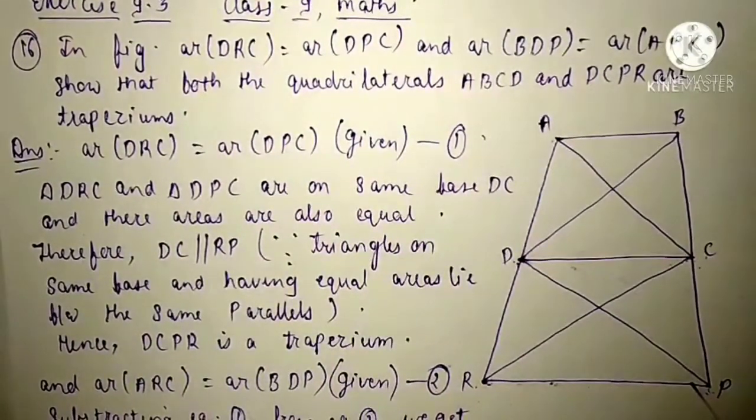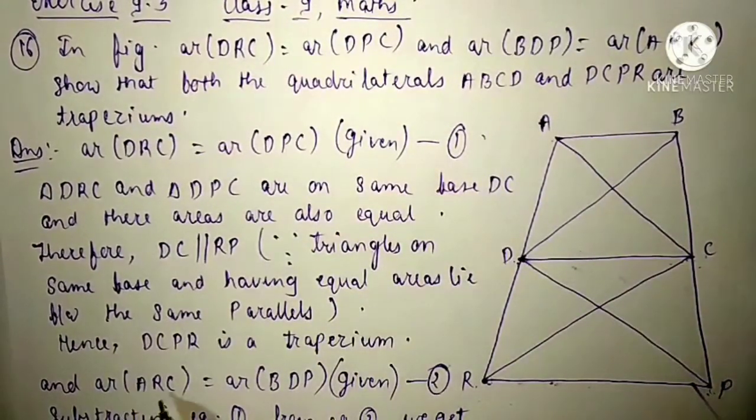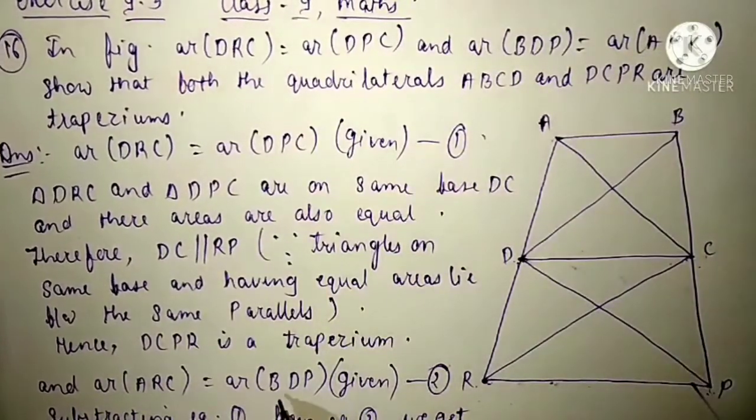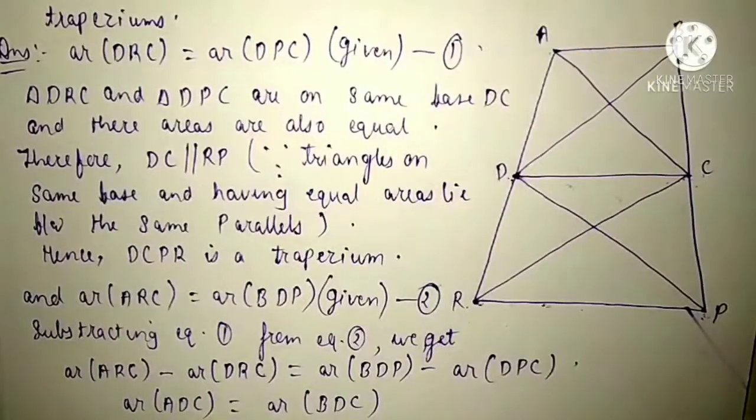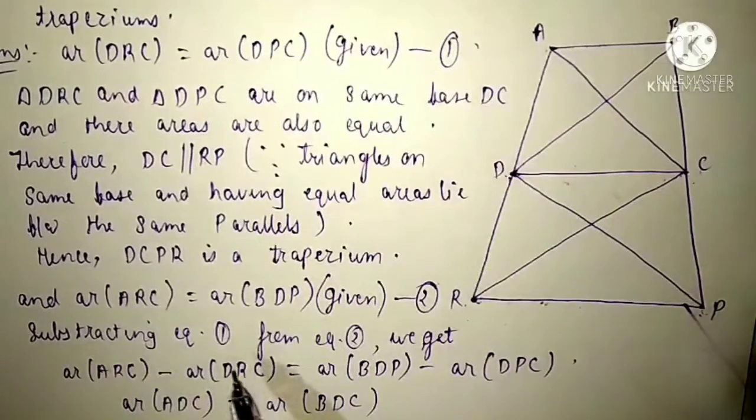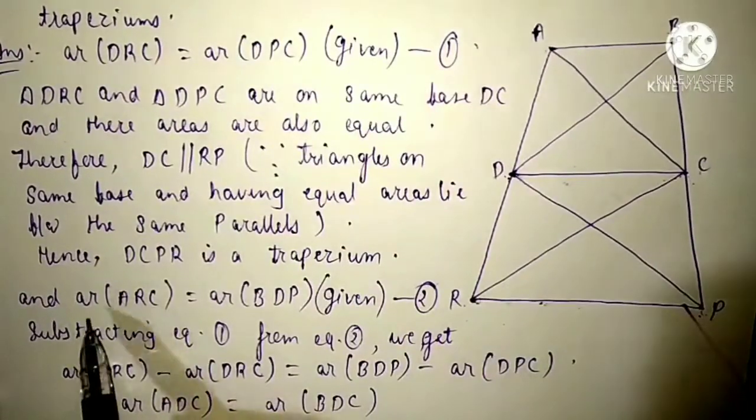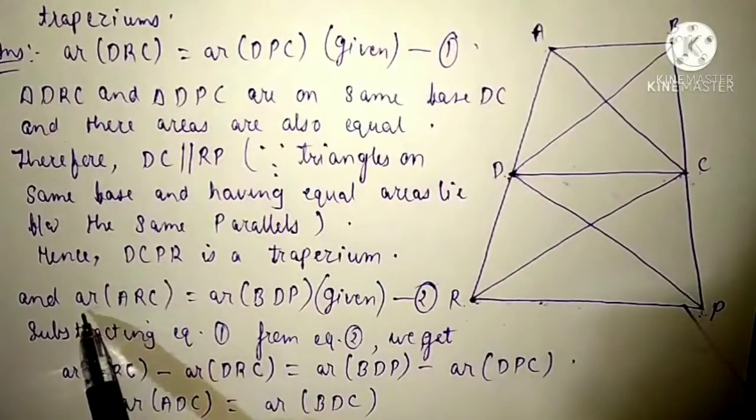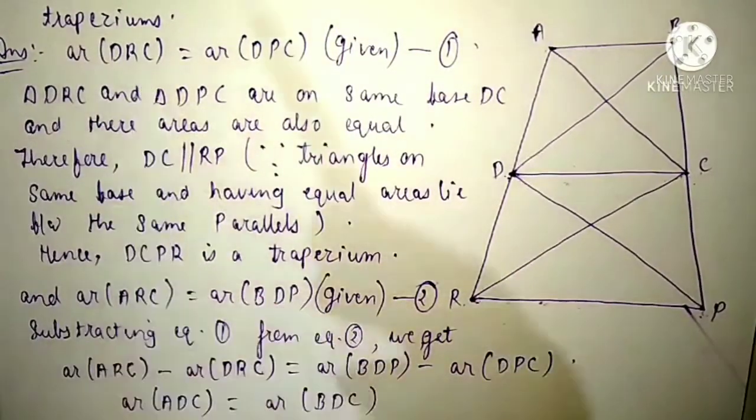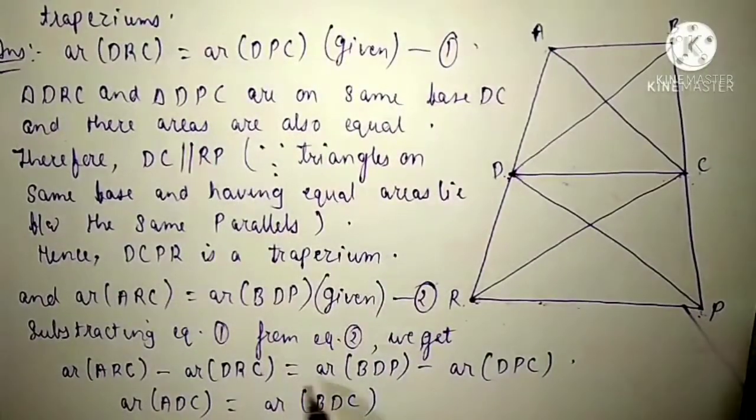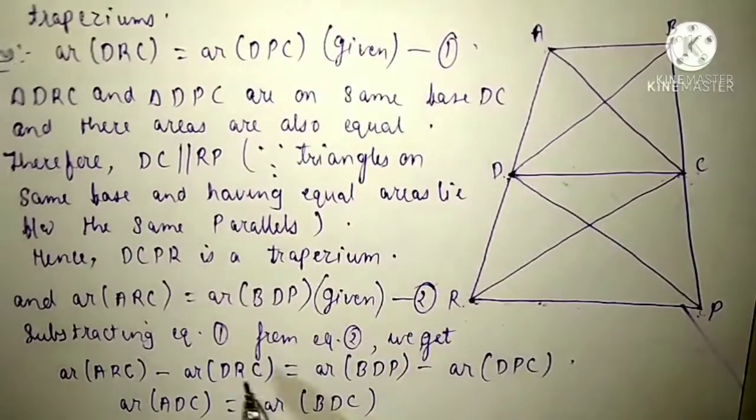Now see the second part. What is given to us? Area of ARC is equal to area of BDP. This is given to us. So what we will do? We will subtract equation 1 from equation 2. So first write equation 2, then equation 1. So area of ARC minus area of DRC is equal to this one, area of BDP minus area of DPC. This we have written.